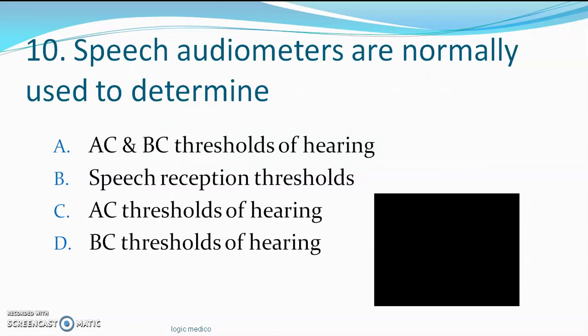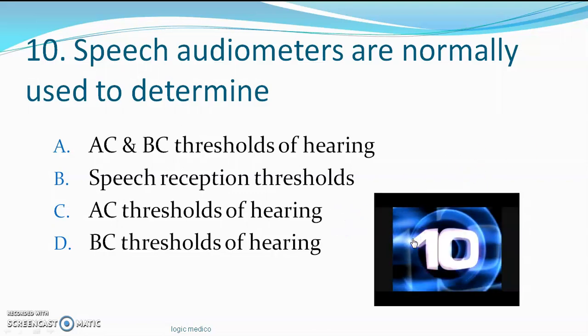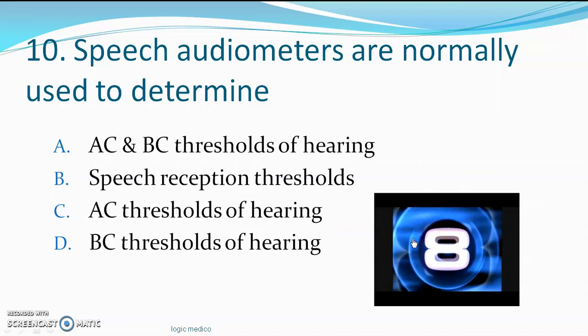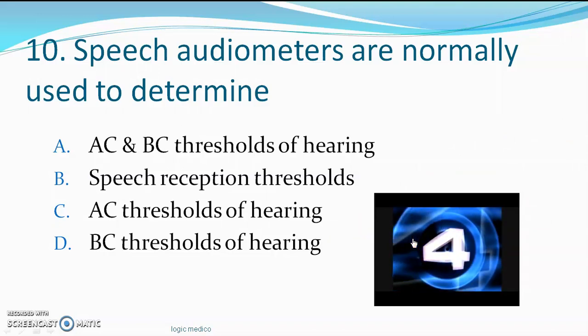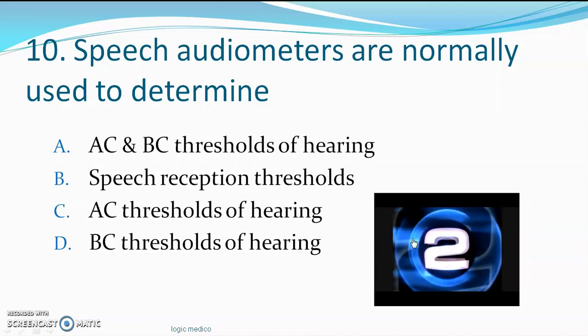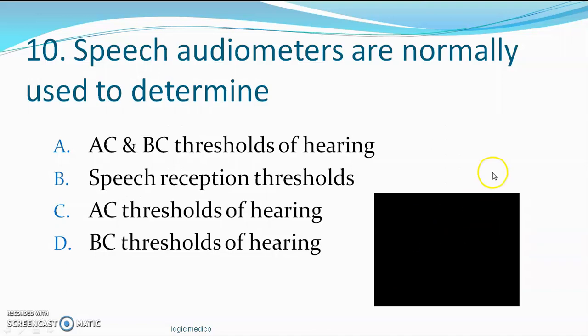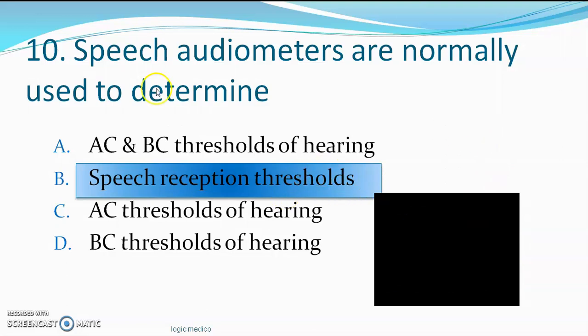Next, speech audiometries are normally used to determine. Options are air conduction and bone conduction thresholds of hearing, speech reception thresholds, air conduction thresholds of hearing, bone conduction thresholds of hearing. Your time starts now. Time is up. Speech reception thresholds is the answer.